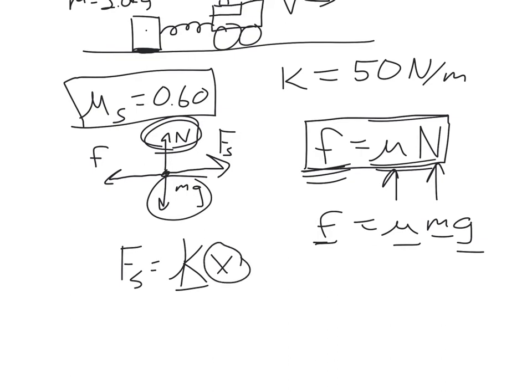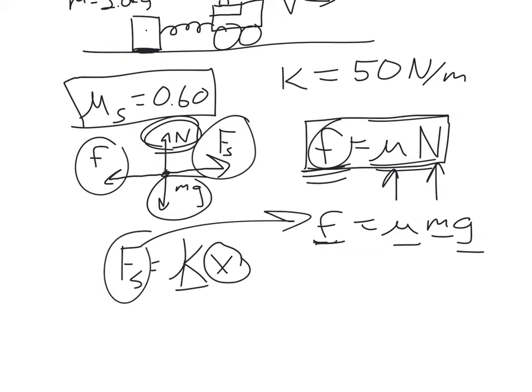Okay? Well, notice that this friction force and this spring force will be equivalent right when the block starts to slip. So I can substitute this here. So what I'm going to get is kx equal to mu mg. And again, I'm looking for mu. I have mg, I have k, I don't have x. So there's a problem there.